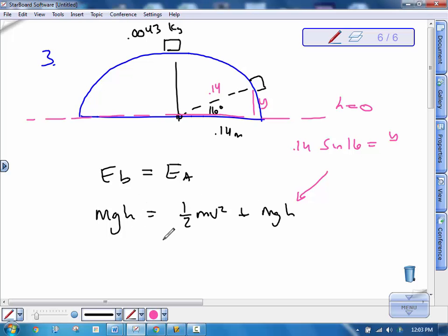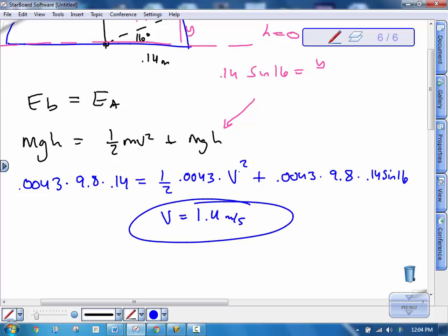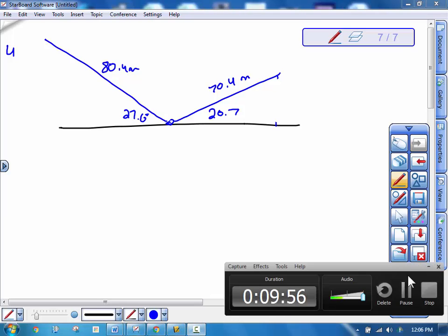So let me plug everything in real quick. All right, just plug everything in, you get this, and obviously you're solving for that velocity that it has towards the bottom, which you end up getting velocity equals 1.4 meters per second. You solve for that v.